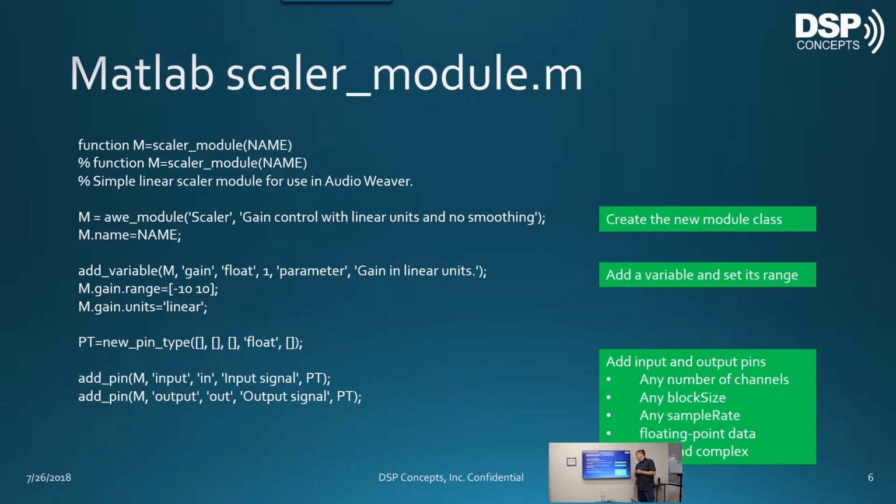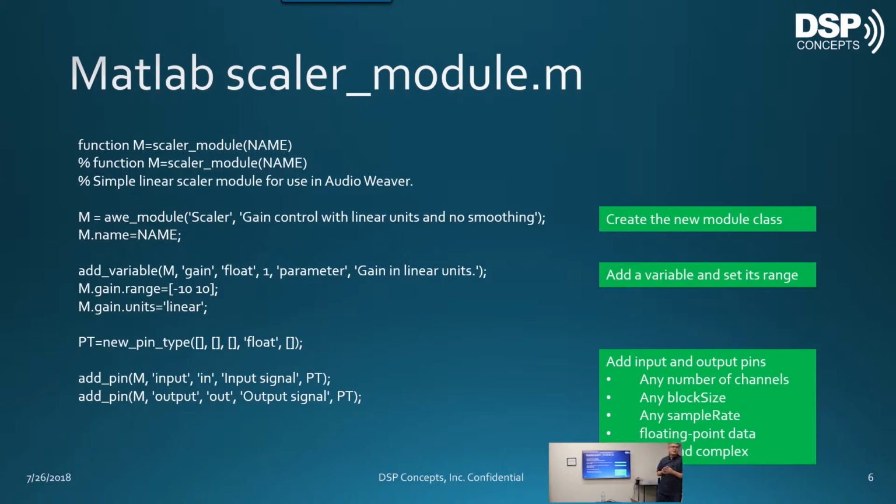Okay. Next thing I'm going to do is add an input pin and an output pin to the system. And this pin type function returns an object, which is basically the range information for this pin. It allows me to put constraints on how many input channels, what the block size is, and so forth. And you can see there are 5 arguments here, and a bunch of them are empty.